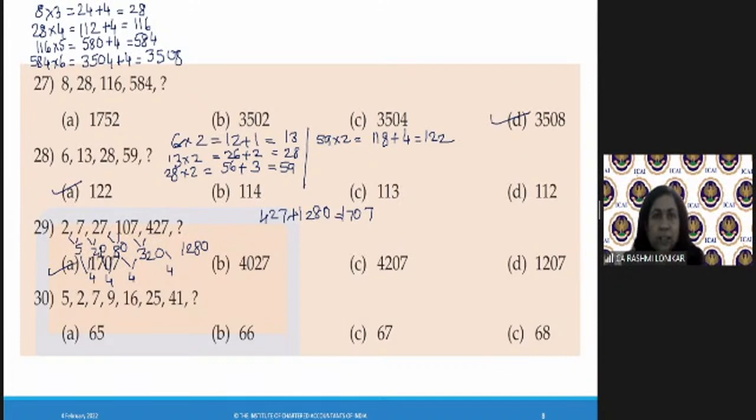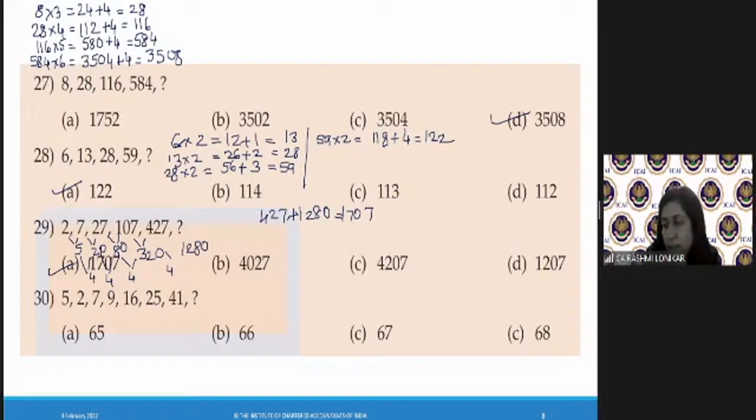In the first layer I can see the differences 5, 20, 80, 320 and so on. Again I have to see what is happening, 520 then 2080. I can see the relation that the difference is multiplied 4 times. Okay, so 5 fours are 20, 20 fours are 80, 80 fours are 320. So obviously 320 fours are how much?